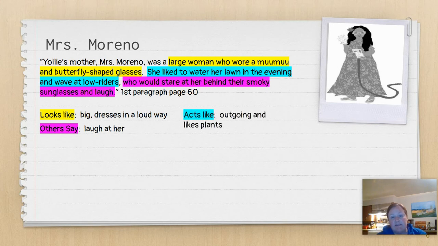And she acts like, it seems like she's outgoing. She's waving at the people who are laughing at her. And also we learned that she likes plants, she likes to water plants.